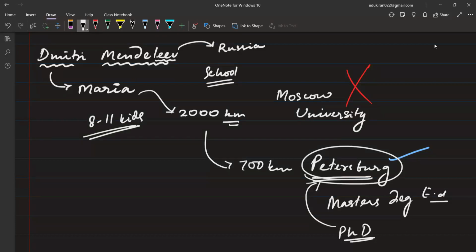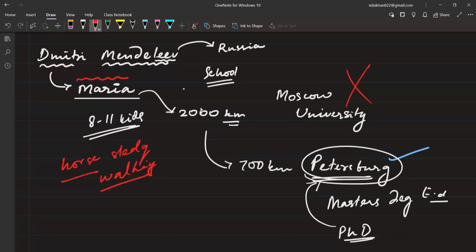Obviously, Mendeleev became a phenomenal person in the field of chemistry only because of his mother. If his mother did not take a long journey of 2,700 kilometers only with horses and sledge and some walking, I don't know how many days and weeks it took to cover 2,000 kilometers and then a further 700 kilometers, then we would not have the material that we are having, right?